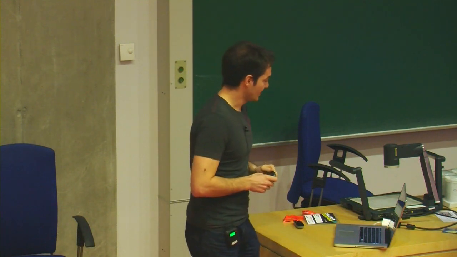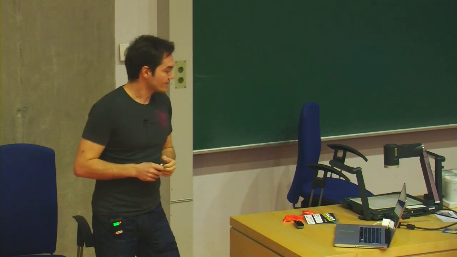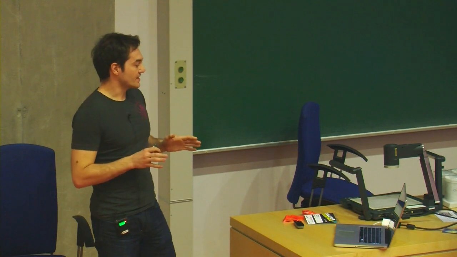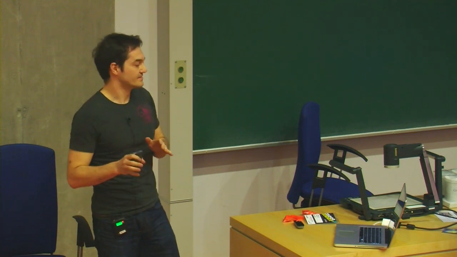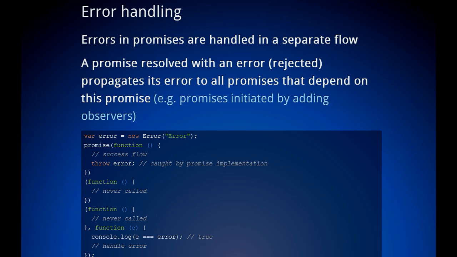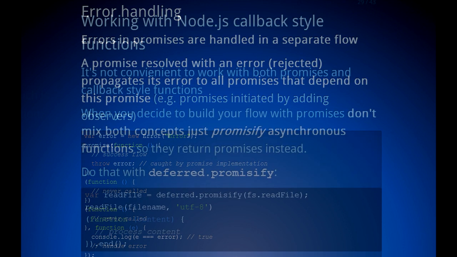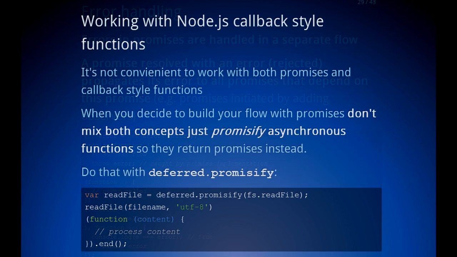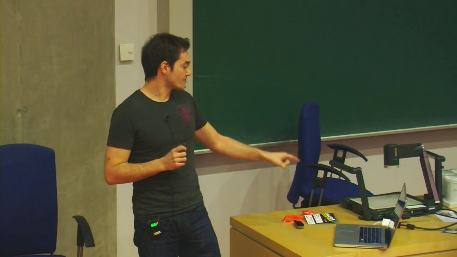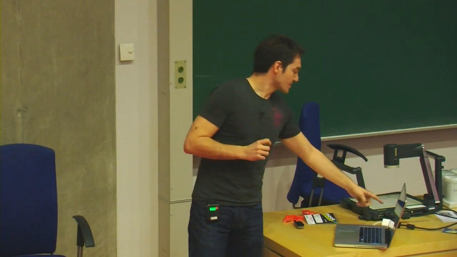Error handling. Errors in promises are handled in a separate flow, and this is what makes writing with promises very clean. So a promise resolved with an error, or rejected, propagates its error to all promises that depend on it. It means we attach those callbacks, and this creates promises. So those are the dependent promises. For example, here we have a promise, we attach a success function, but this function throws an error. This will be the result of the promise, which is the result of attaching that callback.